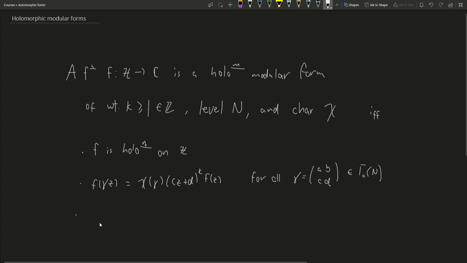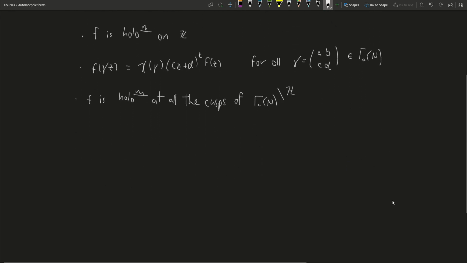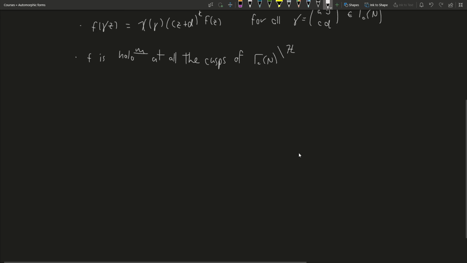And the third condition that we're going to require is that f is holomorphic at all the cusps of gamma naught n quotienting the upper half plane. And I'll explain what this is in a bit. So these are essentially a certain kind of automorphic form, but automorphic forms, when I use that term, I'm usually referring to weight 0. So it's nice to have this distinction.